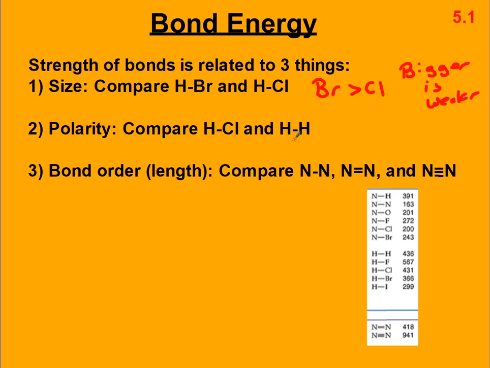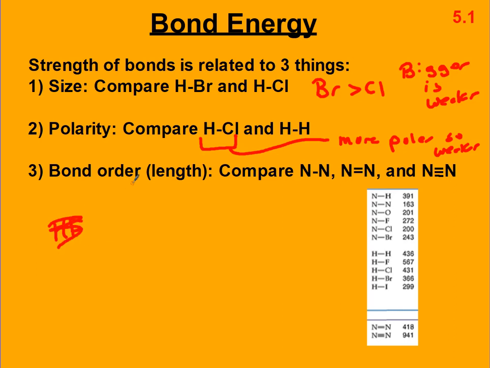Polarity, HCl versus HH. Well, the HCl is more polar. The more polar it is, the electrons are pulled to one side of the atom versus the other, weakening that bond. That's why HF, even though HF is very polar, so you'd expect it to break apart, fluorine is very small, and so that's why HF is a weak acid compared to HCl and HBr and HI.